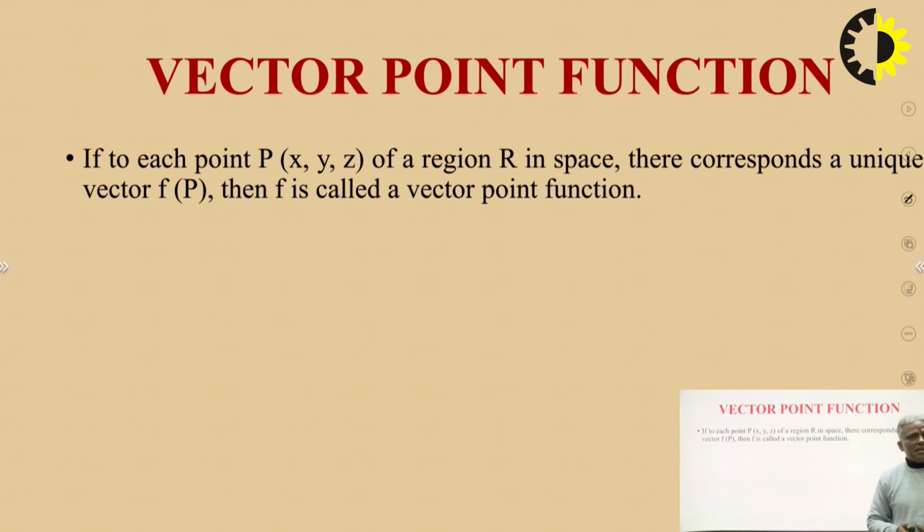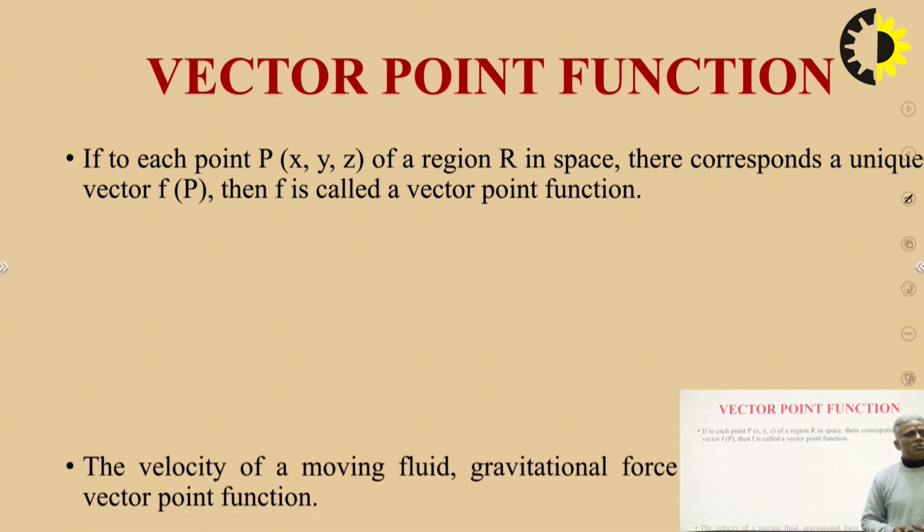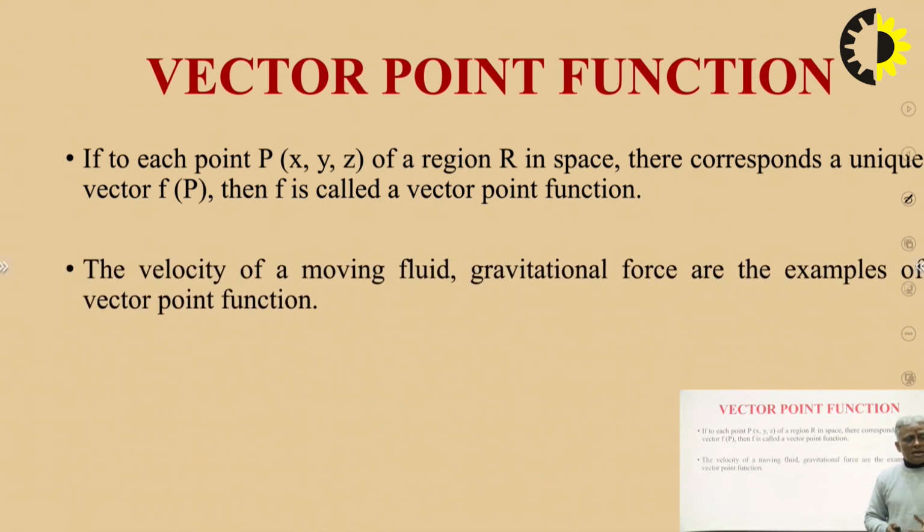Vector point function. First of all, I explain what a vector point function is. If to each point P(x, y, z) in a region of space there corresponds a unique vector f(P), then f(P) is called a vector point function. For example, the velocity of a moving fluid and gravitational force are examples of a vector point function. In our body, blood flow is a vector quantity.